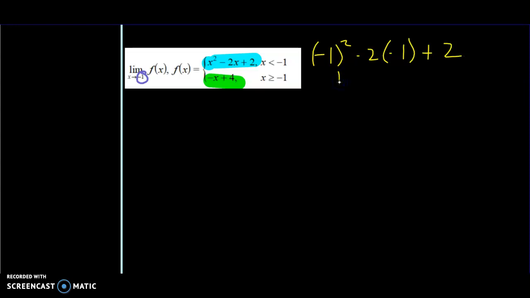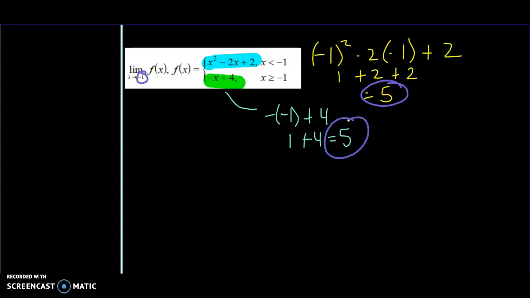This would be 1. Negative and a negative is a +2 plus 2, and that equals 5. Now I'm going to plug in -1 to the bottom one. We have a -1 plus 4. A negative and a negative is a +1 plus 4. That also equals 5. So remember, the key is that these two values have to be the same thing, right? Are they? Yes. So then the limit in this, the final answer would be that it equals 5.